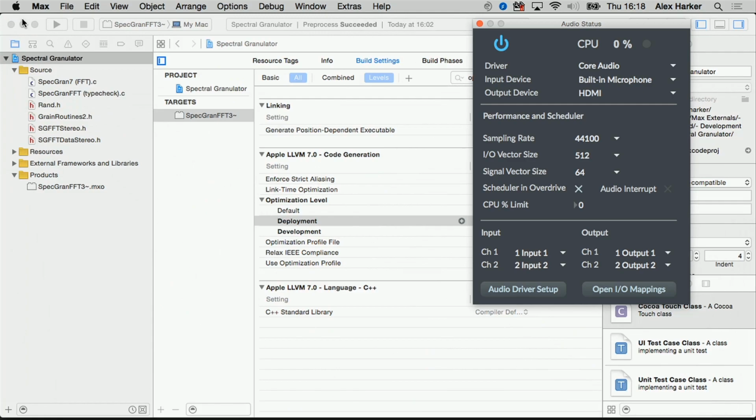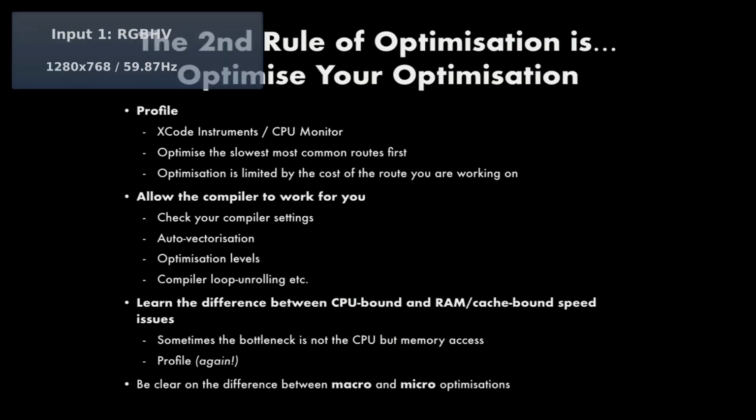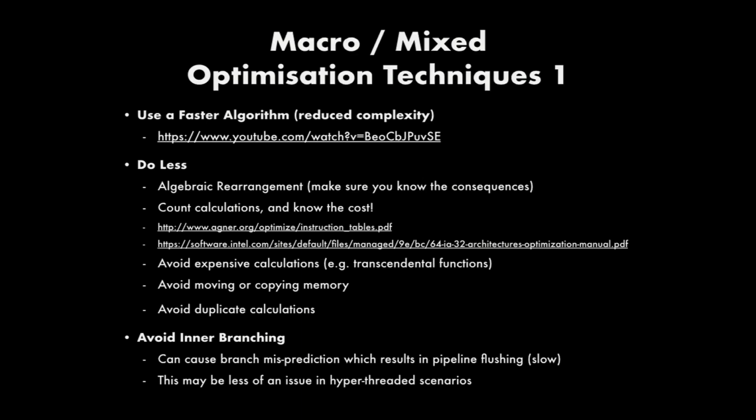Let's think about some techniques for making things better, and then let's do some optimization, or look at some optimization there. I'm going to start with the macro or mixed optimization techniques, which means they might give you a macro level of optimization depending on how you do them. So the first one is use a faster algorithm. It might seem really obvious, but sometimes you can do the same thing faster because there's a better way of doing it.